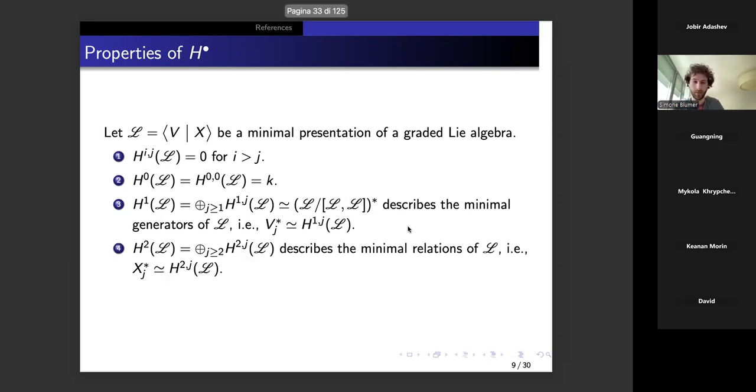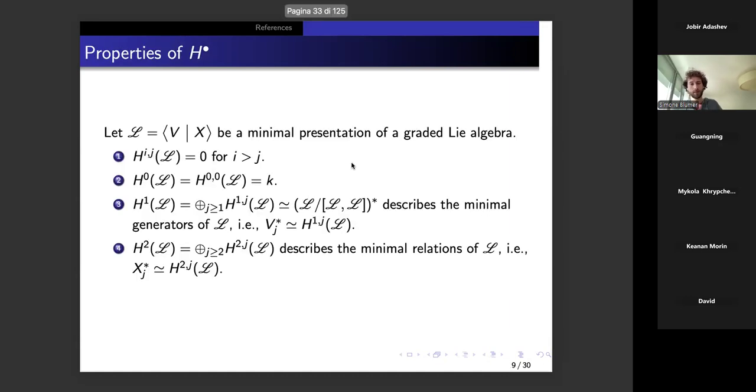And similarly, for the second cohomology group, we get a similar situation, so that the second cohomology group is related with the minimal number of relations of the Lie algebra. So with the dimension of the minimal X that produces our Lie algebra. So again, the degree J component of the second cohomology group is isomorphic to the dual of the degree J component of the relation space.